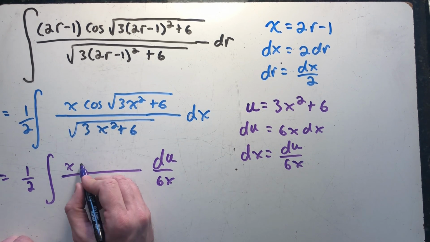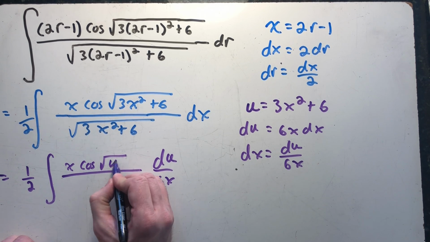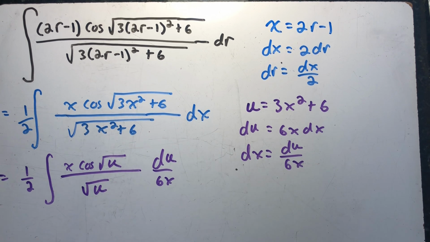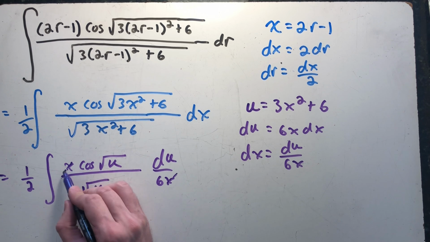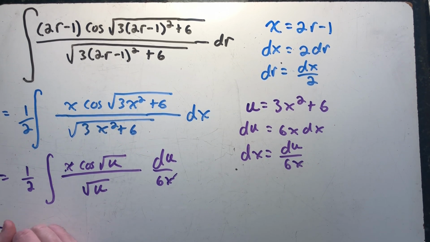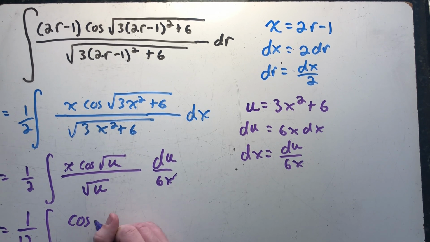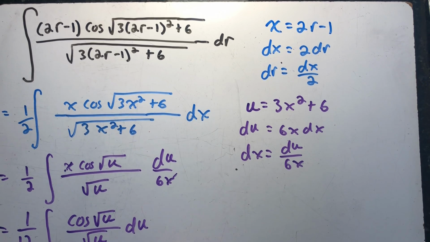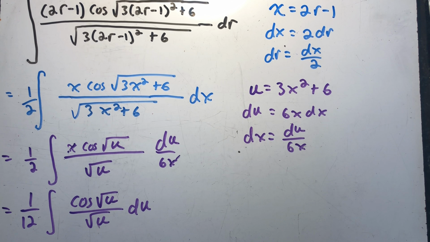And here I have an x times cosine of the square root of u all over the square root of u. And I've definitely made some progress in making this antiderivative, this integral, look a little easier. And so I can cancel out the x's, and I still have that 6. I'm going to do the same thing I did last time. I'll factor it out front and make this a 1/12. So now I have the cosine of the square root of u all over the square root of u du. And we've done 2 substitutions and have a much nicer integral to deal with now.